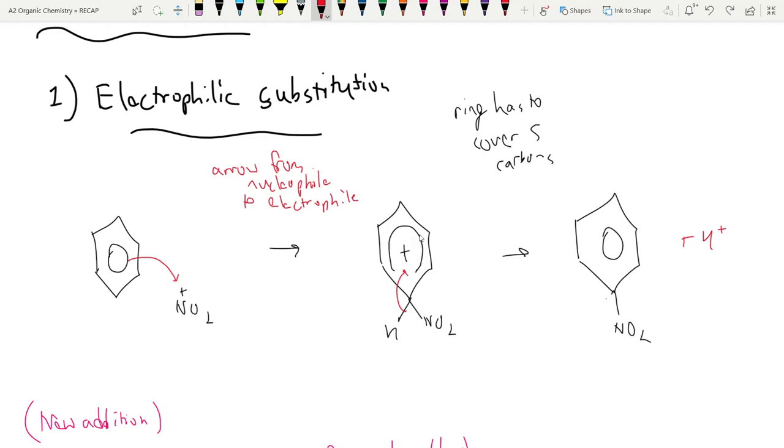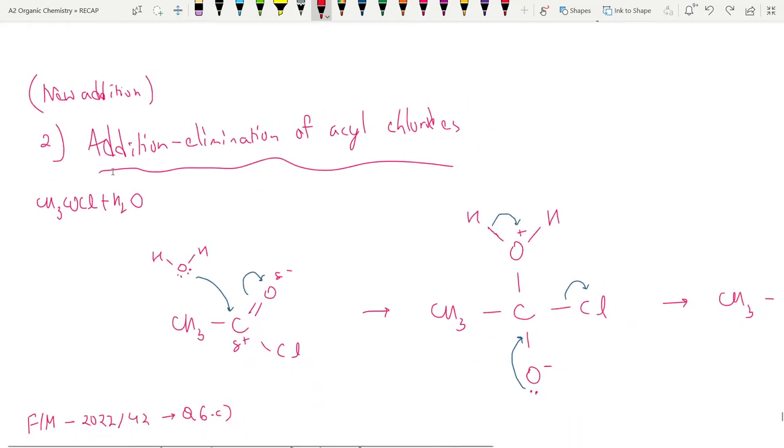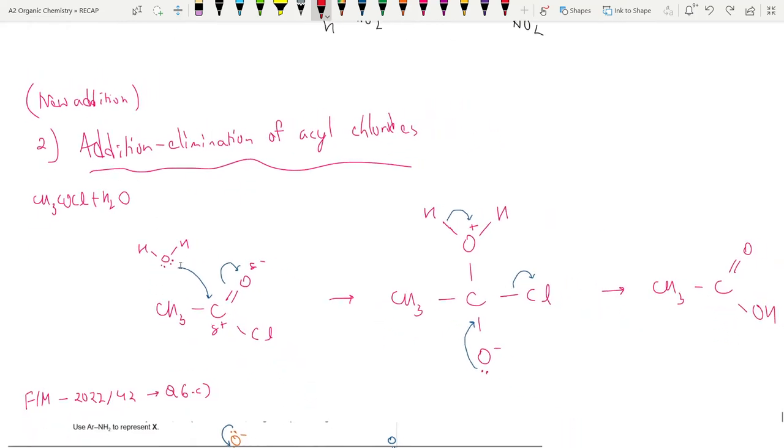Then there's heterolytic fission of the bond. So the electron fills up the deficiency of the ring, and we get nitrobenzene, and H plus is released. And this is the new addition to the syllabus. This is addition-elimination of acyl chlorides. I've shown you 2 reactions here.